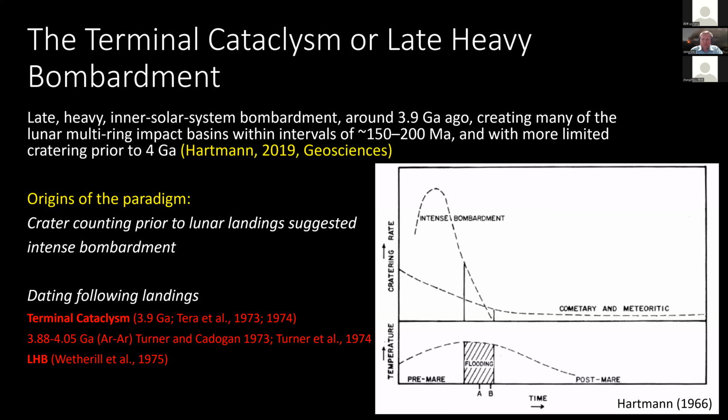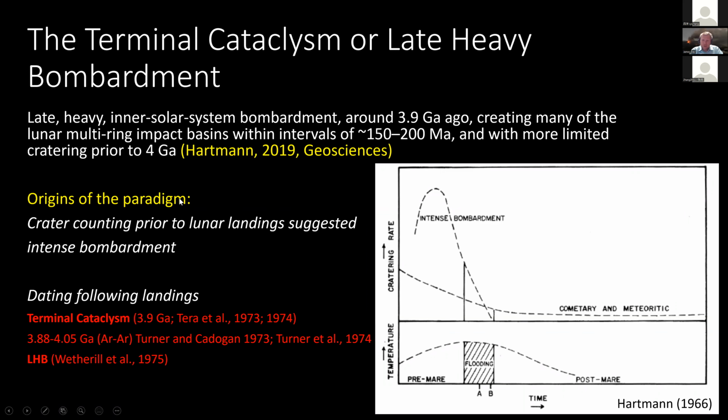It was originally proposed by Bill Hartmann in about 1966, and this is the original drawing on the right-hand side. What this shows is time on the x-axis and temperature and cratering rate on the y. He suggested that there was an intense bombardment at some period. He didn't know that period back in 1966, but we now think it's around 3.9 billion years, after which many of the crater floors were flooded with mare basalts. And Chang'e 5, of course, has sampled some of those basaltic rocks.